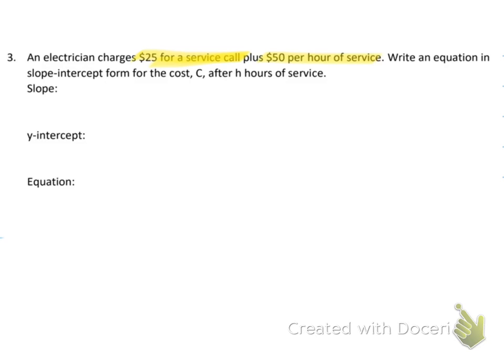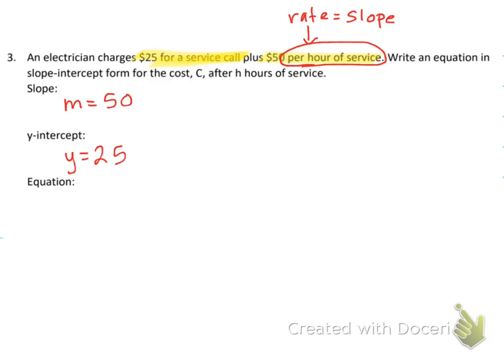Okay, so our rate is going to be right here, always find per: $50 per hour of service. So this is our rate, and we said rate is always the same as slope. So our slope, we can say that it is $50. Our y-intercept is what we start with, so we have to call the electrician first, and then he will charge us that $25 first, right? So $25 is going to be our initial fee. And then the equation, we can write it as y equals 50x plus 25, right?